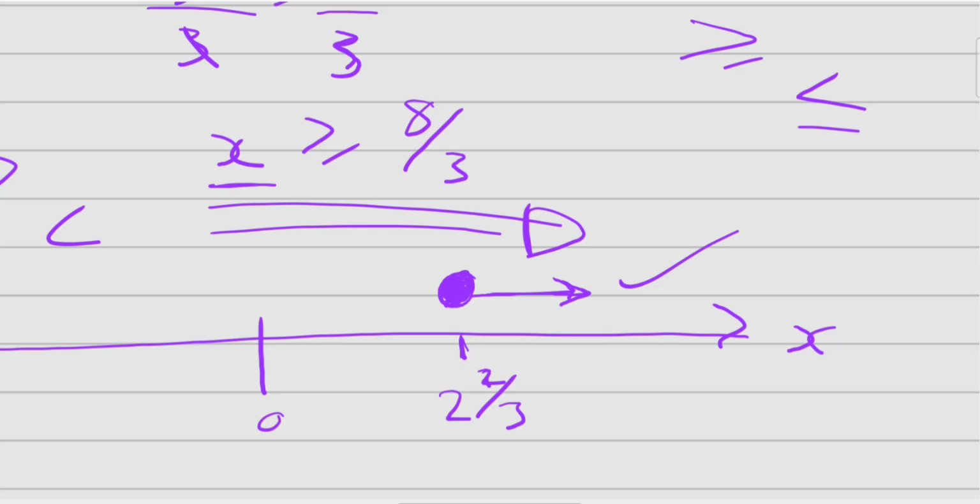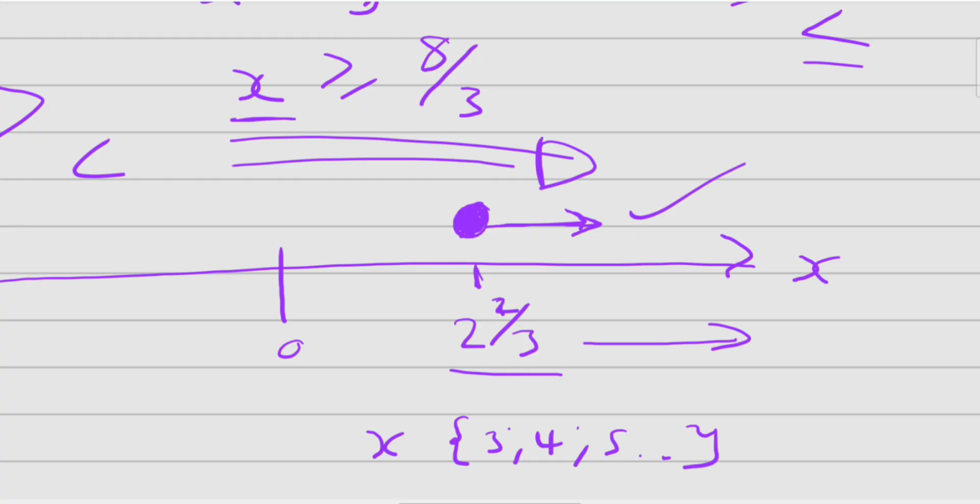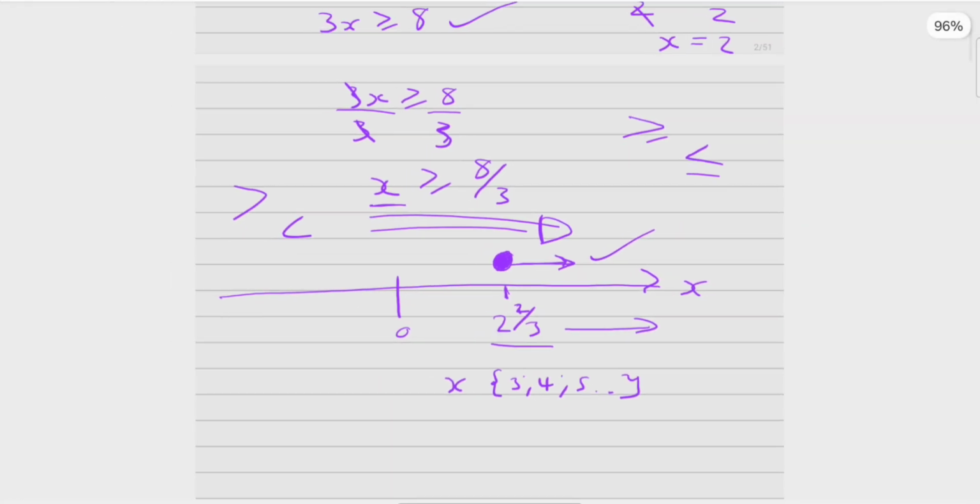Now if they go on to say write down the set of integers, just whole numbers, right? Negative and positive whole numbers including zero. If they say write the set of integers, right, we will then have to say x, right, and the set will be whole numbers from 2 and 2/3 going up. So that will be 3, 4, 5, and so on, like that, and you'll be done, right?